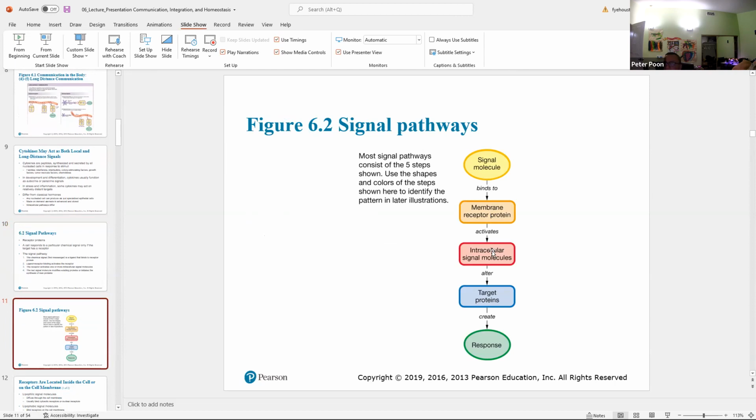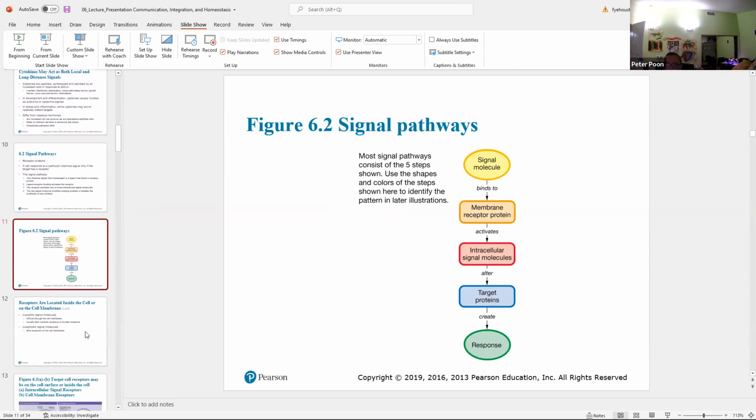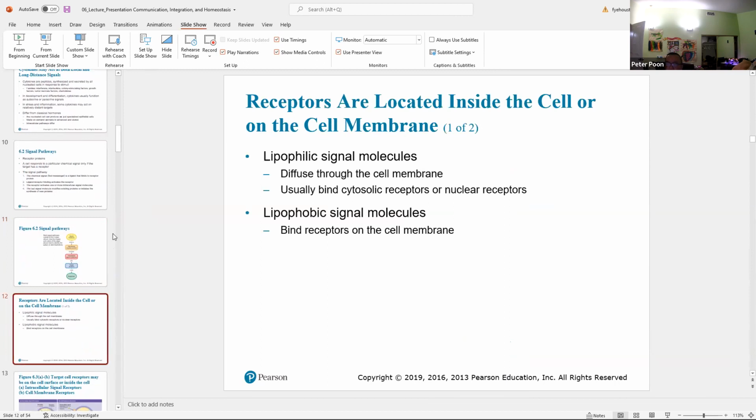Okay, so the signal molecule binds to a membrane receptor protein, which triggers intracellular signal molecules, which alter the target proteins, which then creates the response. Okay, so let's take a look at how this works.